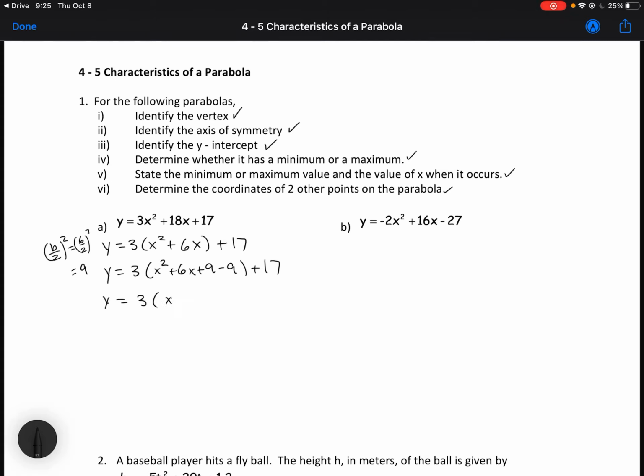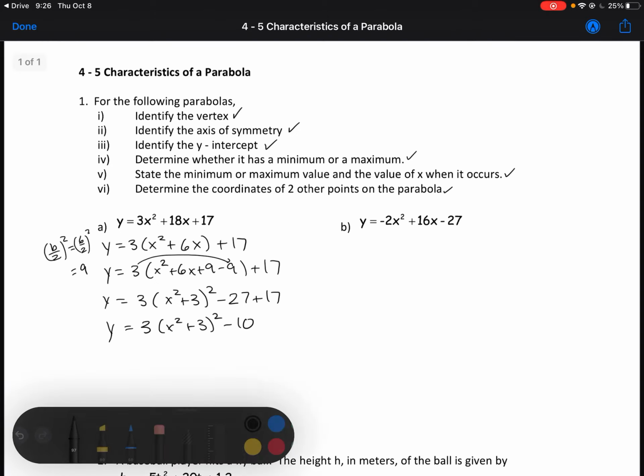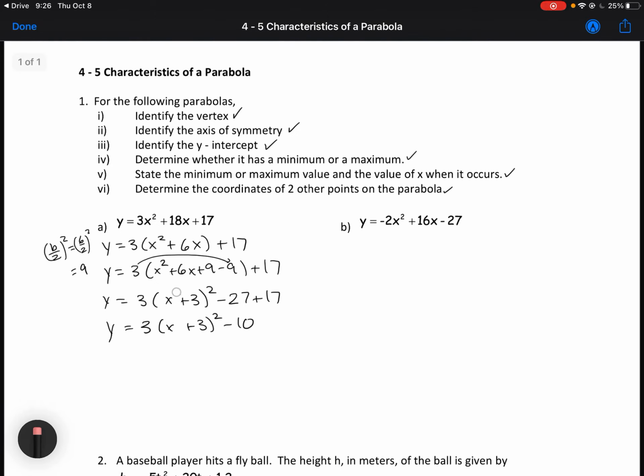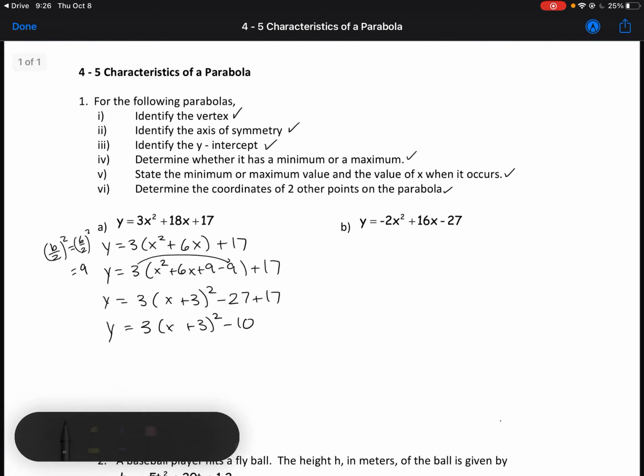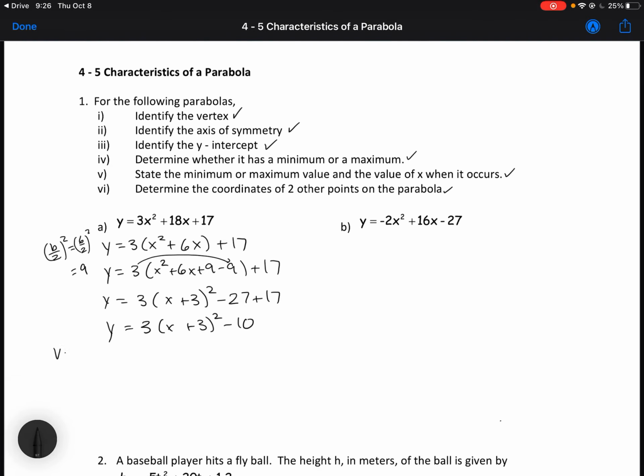Next, I'm going to factor the perfect square, multiply my last term by whatever I factored out originally, which is going to give me my vertex form of the parabola. So minus 10. Okay, so now I can start stating some of the things that I'm looking for. My first one that I'm looking for is the vertex. So my vertex is minus 3 and minus 10.